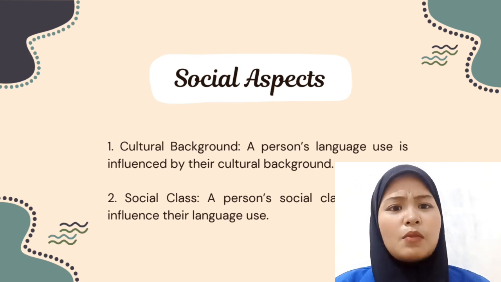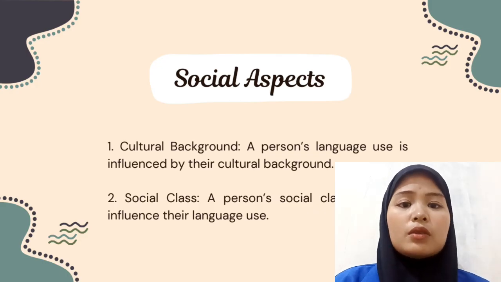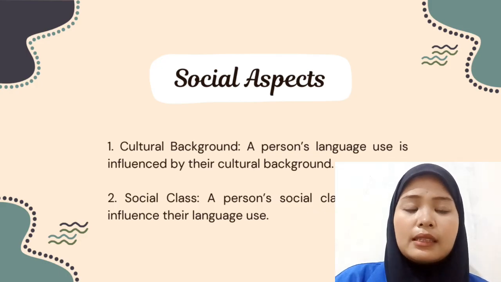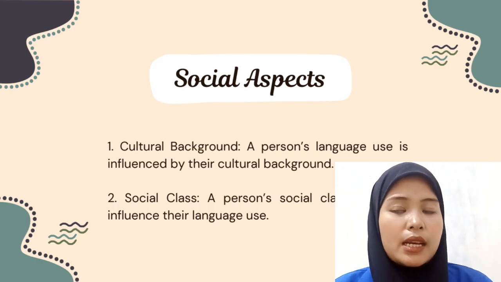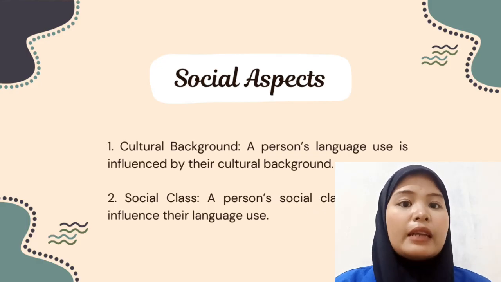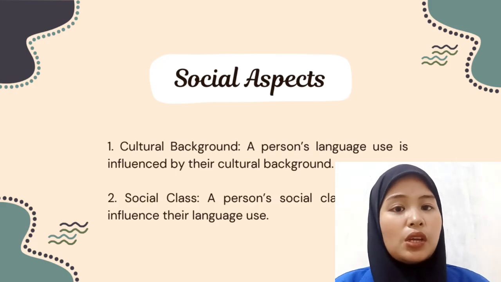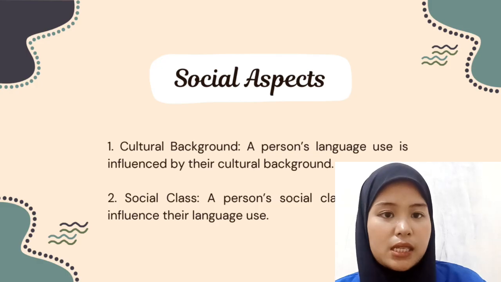The second is vocabulary and language style. Social class can influence vocabulary and language style, such as using more complex or simple words. The next is access to education. Social class can influence access to education, which in turn can affect language proficiency.